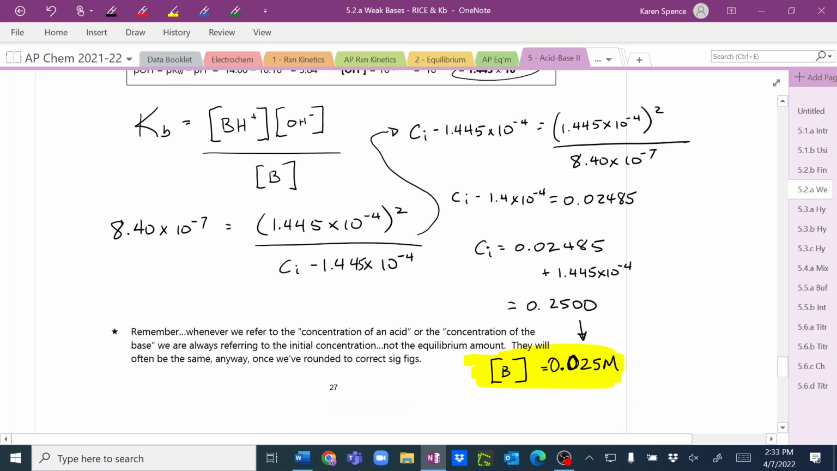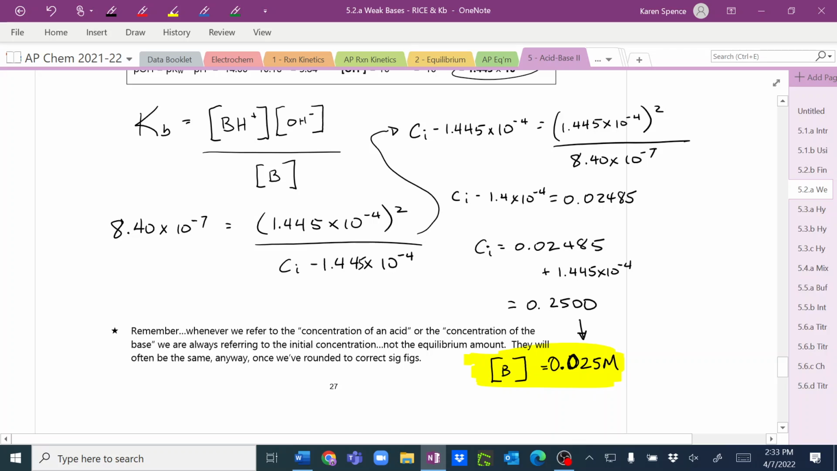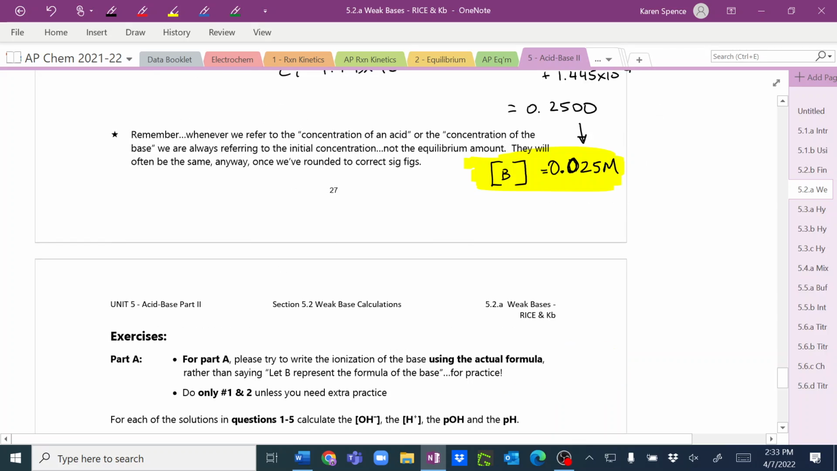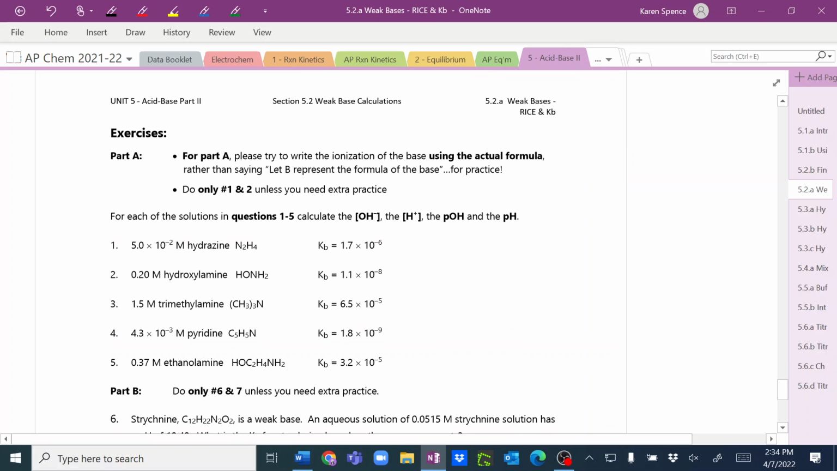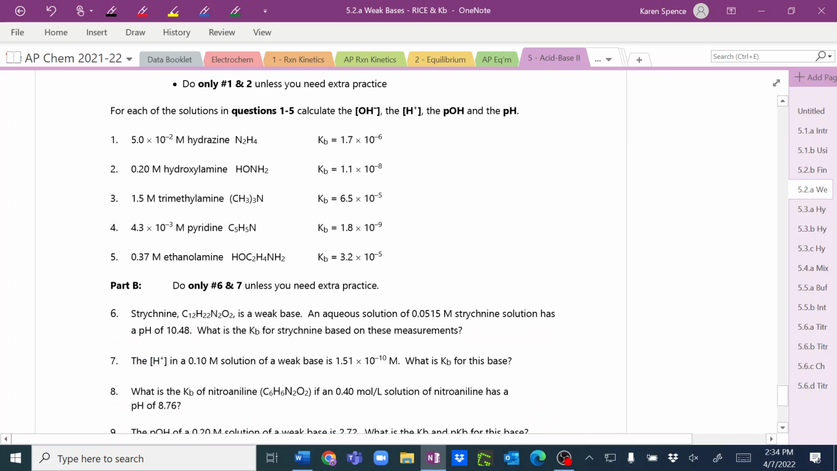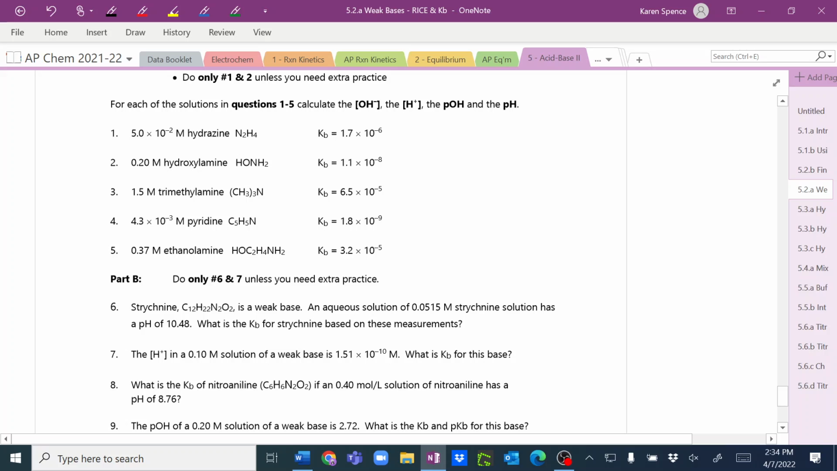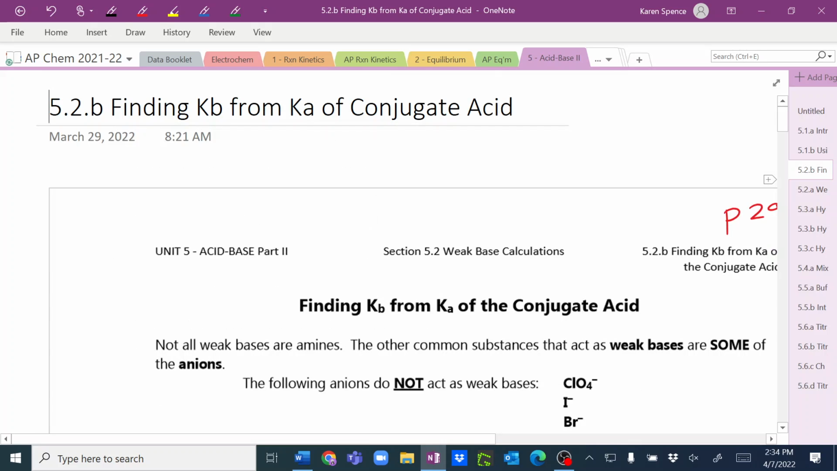So is this all super familiar? Like it's all looking exactly like the Ka stuff? Yes? Okay. So we have some exercises here, but we're not going to do the exercises. We're going to go to 5.2b.